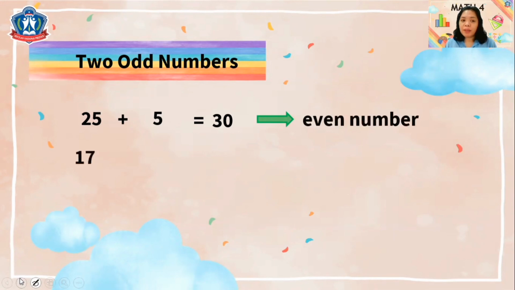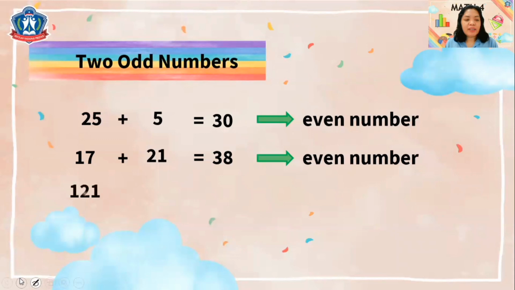We have 17 plus 21. What is the answer? Yes, it's 38. 38 is an even number. Take a look. How about another example? 121 plus 67. What is the answer? Yes, 188. And that is also an even number.